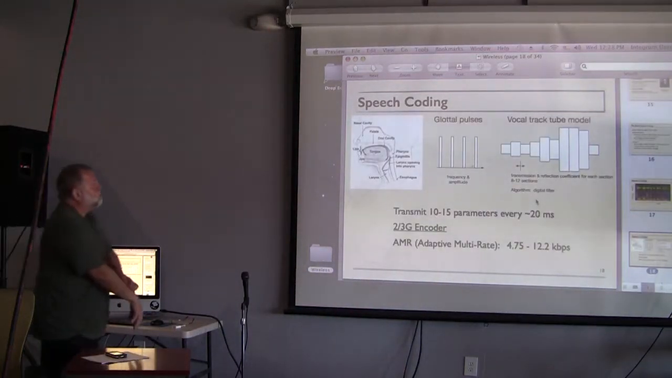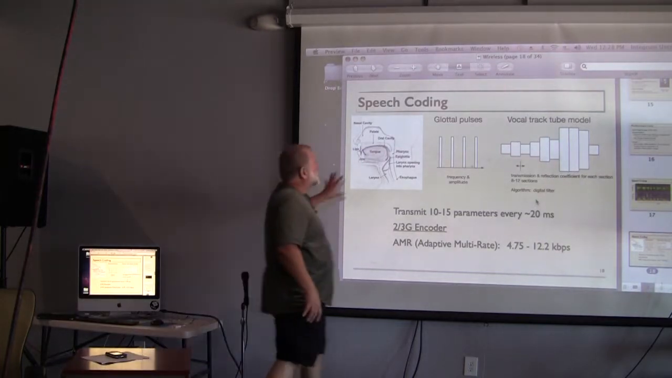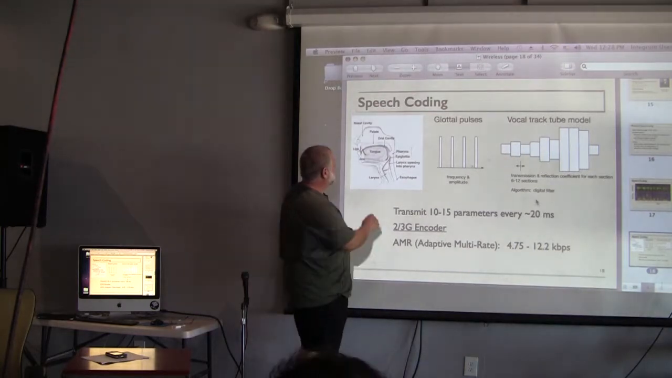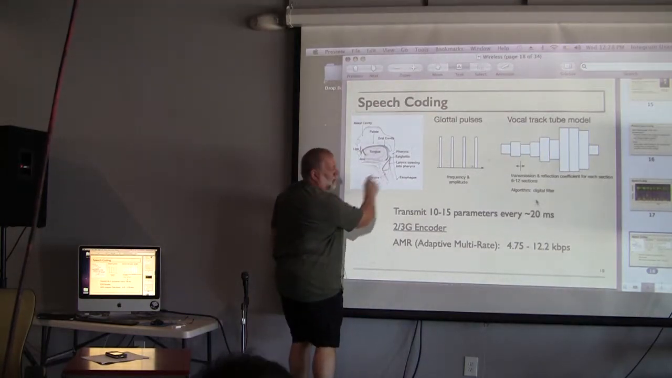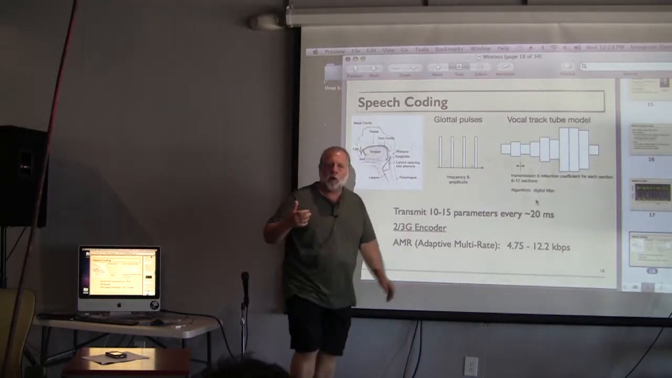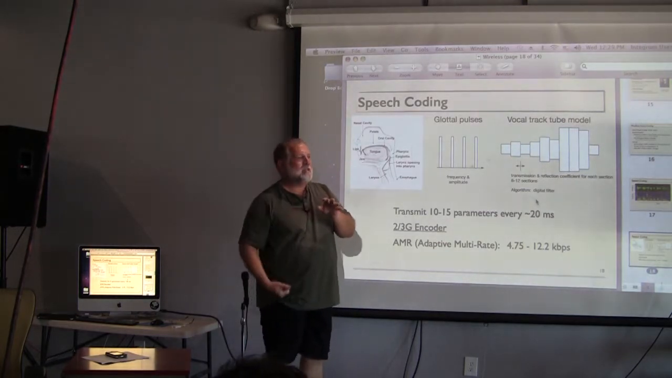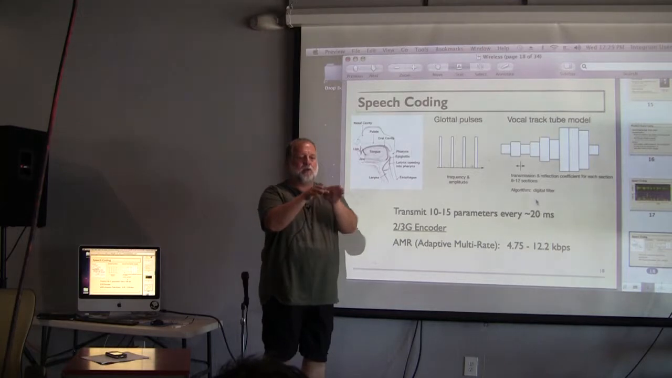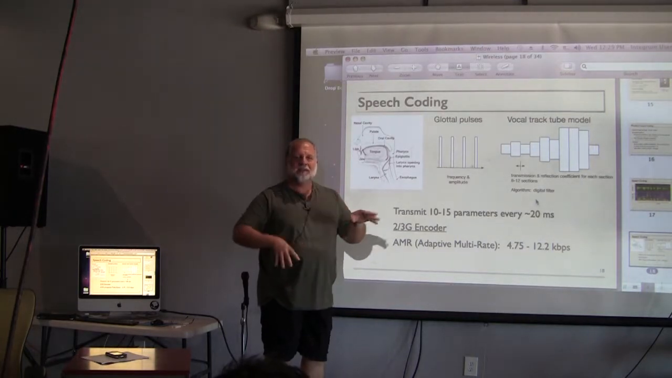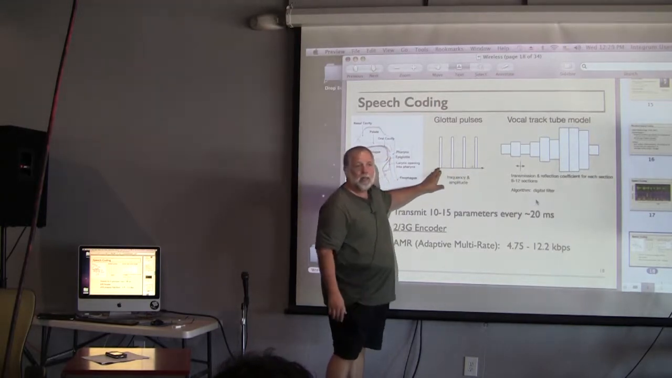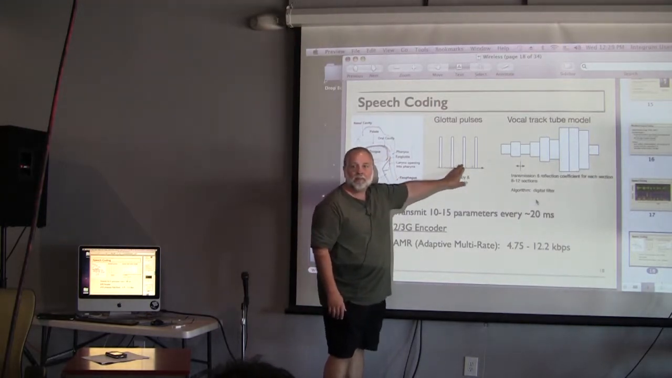In fact, it's based on this glottal vocal tract model. So here's a picture of the vocal tract, and here it's called the larynx, or the vocal cords. And vocal cords are just two little flaps of skin, and you push air through them, and they go like this, poof, poof, poof, poof, at a given frequency. So they produce this basic raw waveform that looks like little pulses in time.